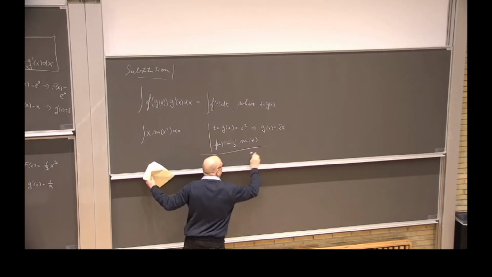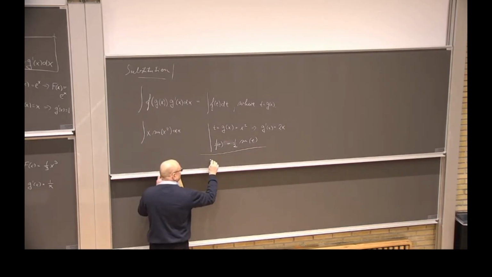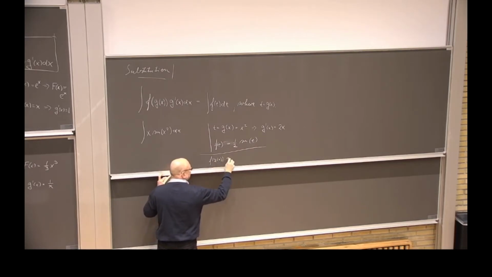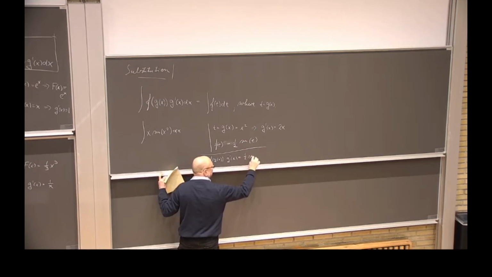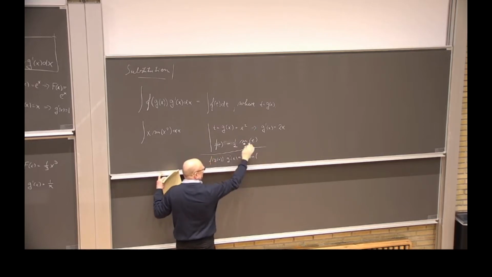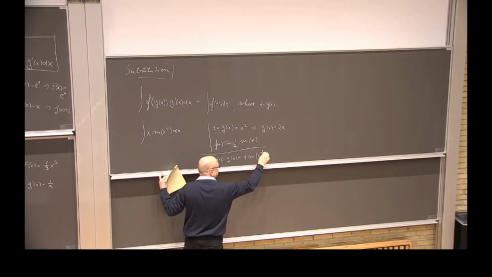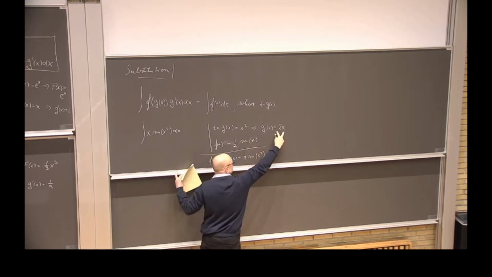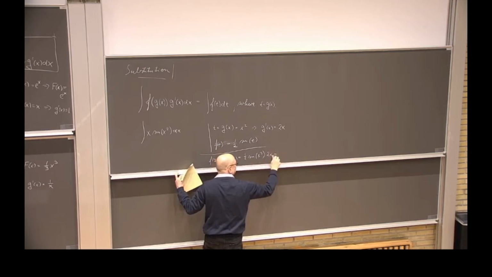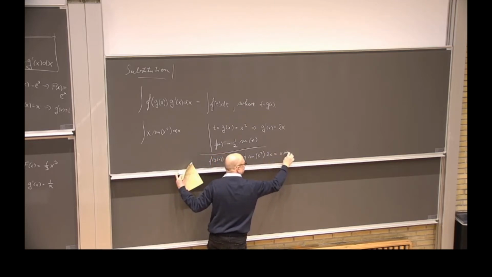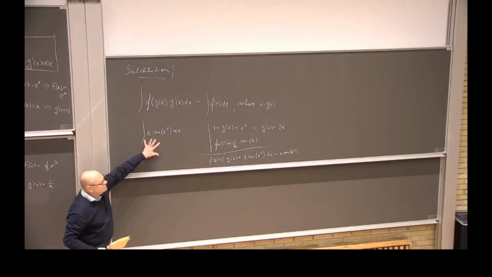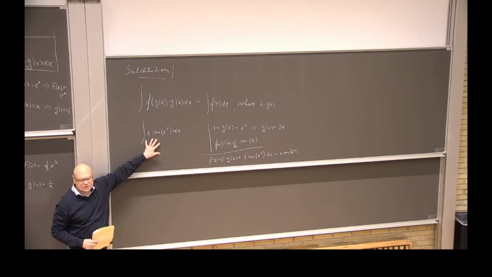So let me just write out the integrand, that is f of g of x times g prime of x. This one here is 1/2 sine of t, which is x squared. And then g prime is 2x, and you end up having x times sine x squared. So this is in fact what you should integrate.